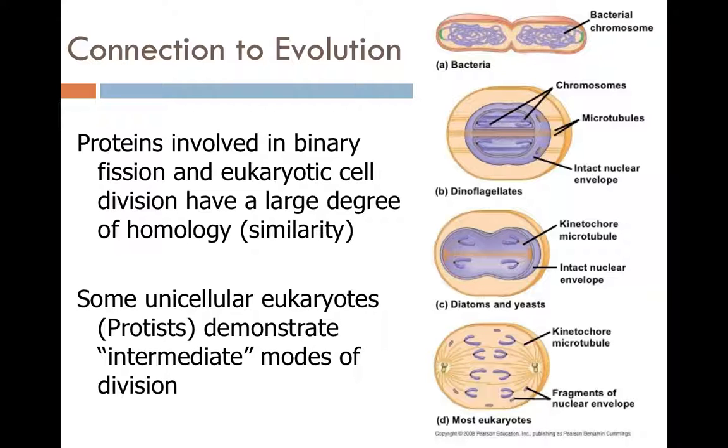Now, the most recent eukaryotes, in evolutionary terms, are actually going to lose the nucleus altogether and use the spindle fibers and the centrioles to pull the chromosomes apart. But you can see those protists kind of show us that there is an intermediate step between full-on binary fission that happens in prokaryotes versus mitosis, which actually happens in eukaryotes. So it's kind of interesting to see how this process of mitosis has evolved over time.